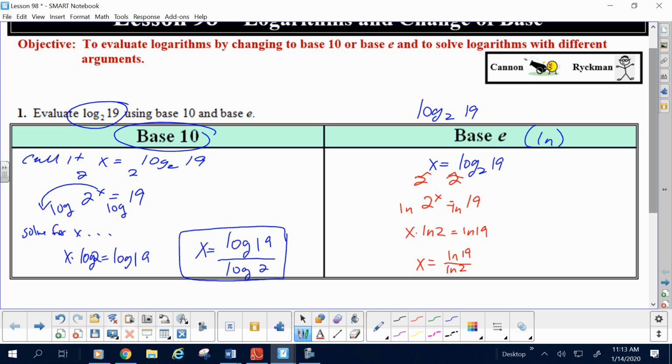That'll help you integrate later in calculus, but that's for another day. Why do you do it with the natural log? Natural log is the same as log base E. Yes. Okay.